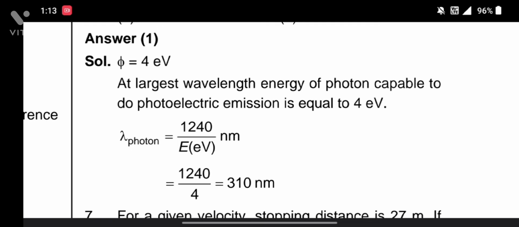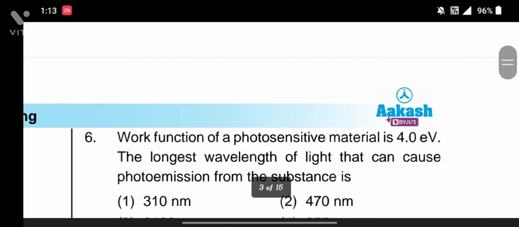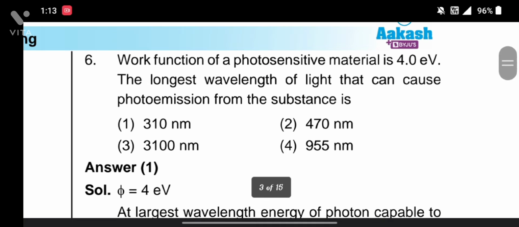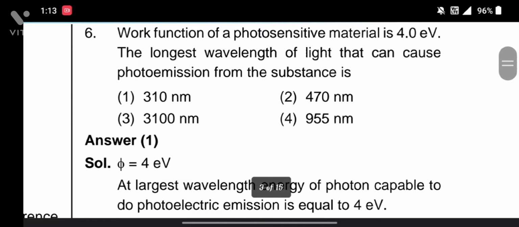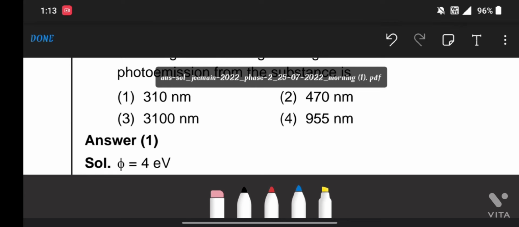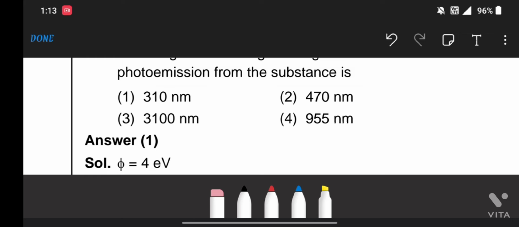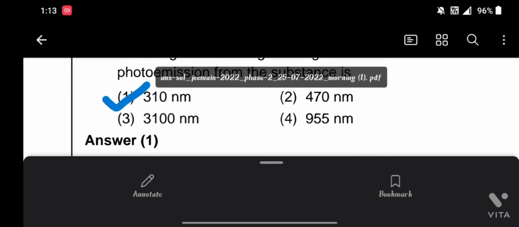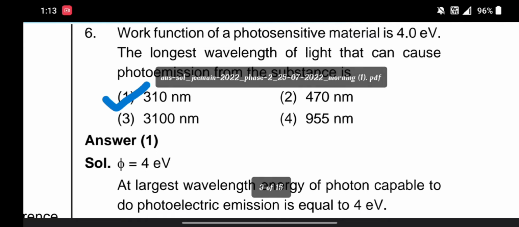So let us come to the options now. If you see the options, the correct answer is 310 nanometer, right? It is in the first option only, therefore option A is the correct answer for question number 6. After this, let us come to our next question, question number 7.